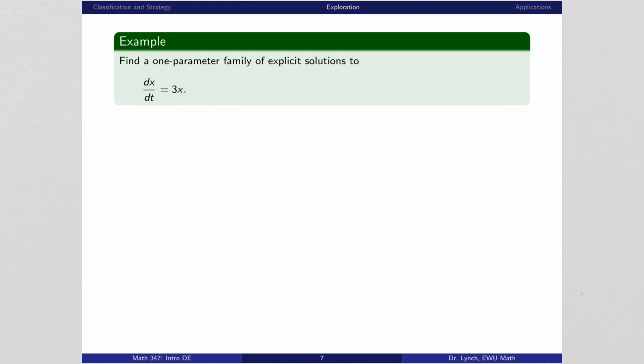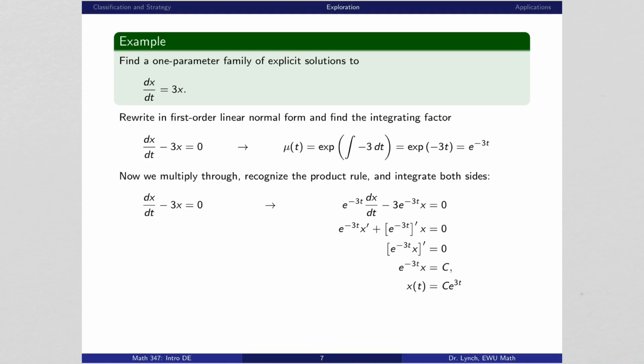Here's the first one. Find a one parameter family of explicit solutions to the differential equation dx/dt equals 3x. Now, this is a differential equation we've looked at before. It's just an exponential growth differential equation. So we expect the solution to be something like x equals some constant times e to the 3t. It turns out that this differential equation is also linear, and you can see that by rewriting it in first-order linear normal form, x prime minus 3x equals 0.